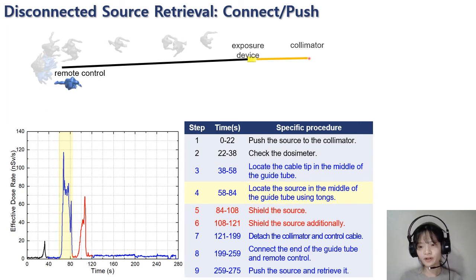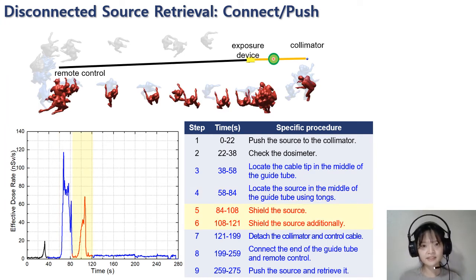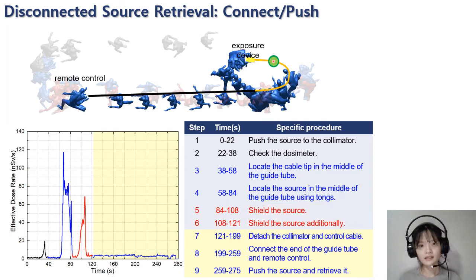However, in step 4, you can see rather higher radiation doses. It is because the worker moves the unshielded radiation source by shaking the guide tube with the tongs. So the source moves from the top of the worker to the bottom. The doses then decrease as the source is being shielded. And until the very end of the scenario, the worker receives only a small amount of radiation dose.